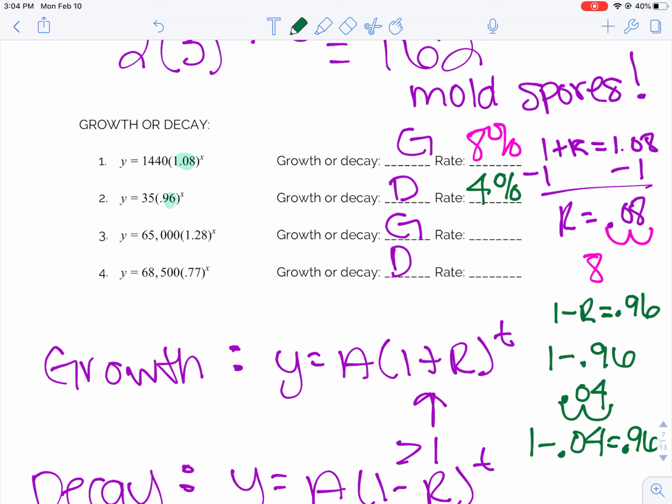If I subtract 1 from 1.28, I get 0.28, so that would be 28%. And if I do 1 minus 0.77, I get 0.23. So I know they had to subtract 0.23 to get that 0.77, so that would be 23%.